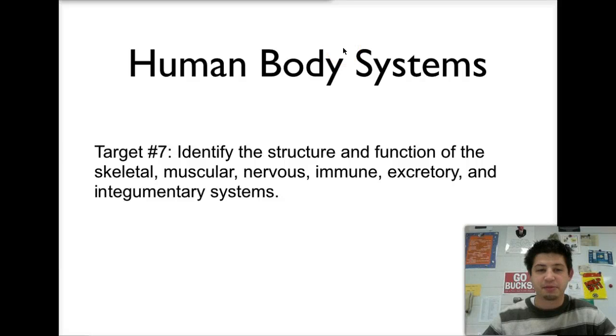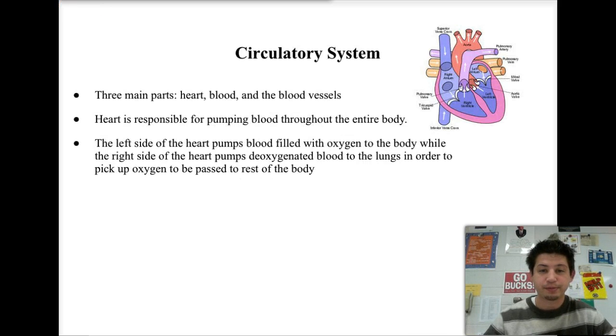This is the human body systems first section, where we're going to go over target number 7 to identify the structure and function of the skeletal, muscular, nervous, immune, excretory, and integumentary systems. Let's first take a look at the circulatory system, the one that pumps our blood.